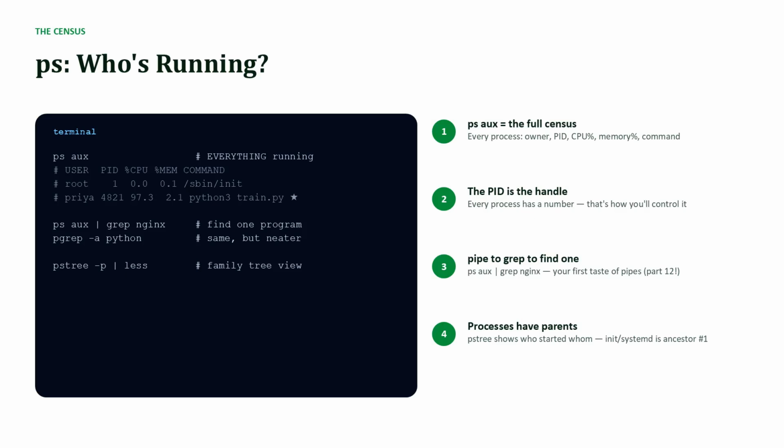To find one program in the crowd, pipe through grep: ps aux, pipe, grep nginx. That vertical bar is a pipe, and it's such a superpower it gets its own video in Part 12. pgrep does the same job more neatly. And pstree shows the family tree. Every process was started by a parent, all the way up to PID 1, systemd, the ancestor of everything.